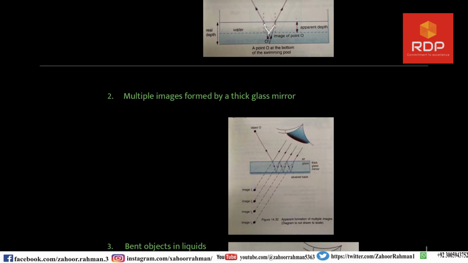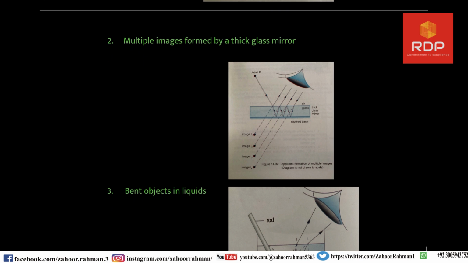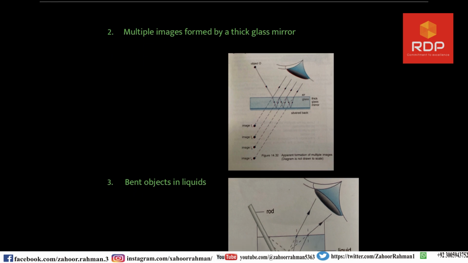refraction phenomenon. Similarly, we have multiple images formed by a thick glass mirror. Dear learner, if there is a thick glass and you want to see this object, then you will see multiple images of it due to refraction. The first one is this, the second one is this, the third one is this, and this is image number 4. Dear learner, I saw many questions like this in the CIE O-level exams.